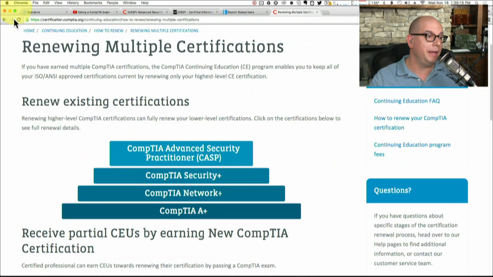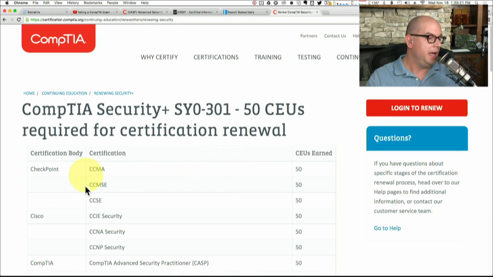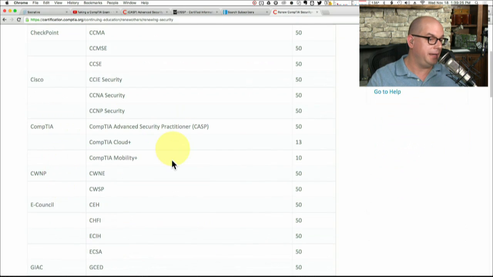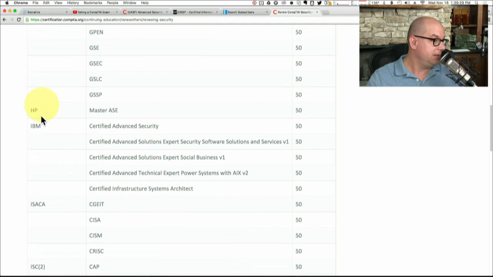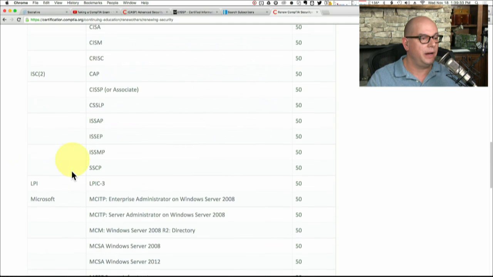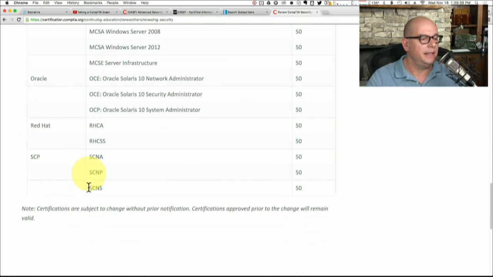But you could renew exams from other manufacturers. For instance, let's click on Security Plus at the bottom of their renewal page. I could get a Checkpoint certification, Cisco. There's the CompTIA, CWNP, eCouncil, GIAC, HP, IBM, ISACA, ISC Squared, LPI, Microsoft. I get Microsoft certifications to renew my Security Plus, Oracle, Red Hat, and SCP.